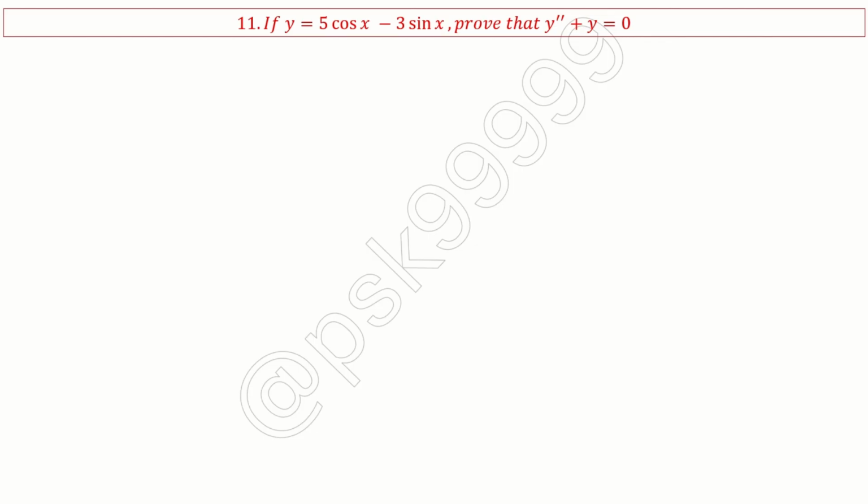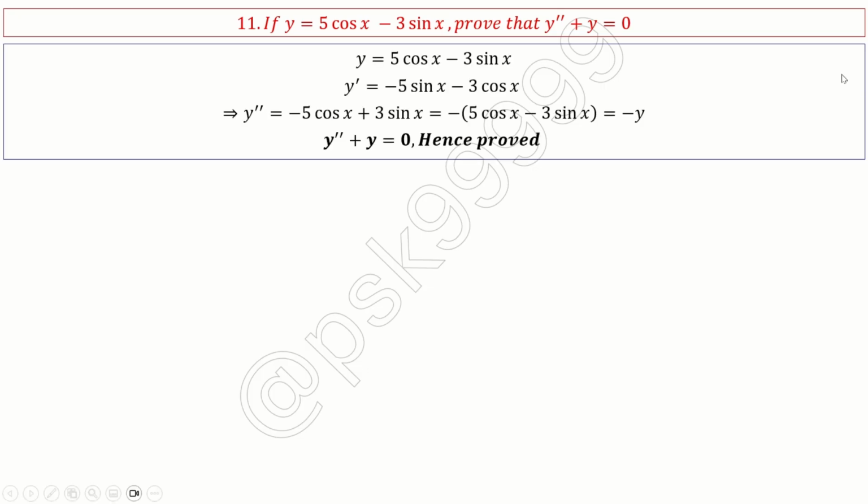It is mentioned that y equals 5 cos x minus 3 sin x. Prove that y double dash plus y equals 0. This is simple. First find out what y double dash is. y is this one, y dash is minus 5 sin x minus 3 cos x, y double dash is minus 5 cos x plus 3 sin x, which, if I take minus common, is nothing but 5 cos x minus 3 sin x, which is the same as y, so it is minus y. y double dash is minus y, so y double dash plus y equals 0.